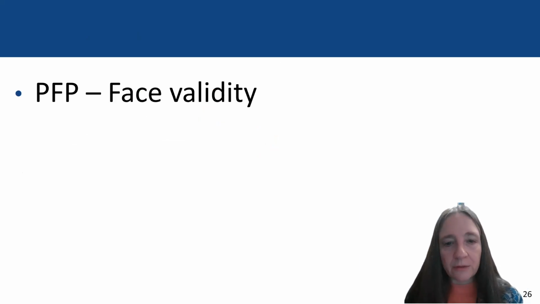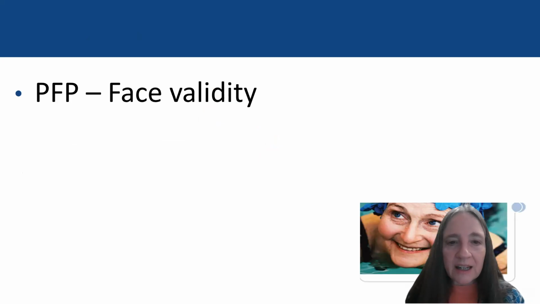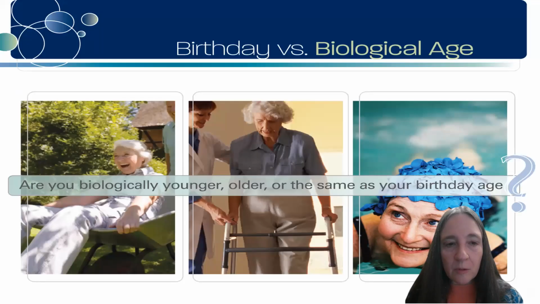Let's briefly go through this for the physical frailty phenotype. And so face validity, if you were to look at these 3 women, measure their frailty, if somehow the person in the middle was labeled as non-frail and the ones on the left and the right were labeled as frail, that wouldn't make any sense. That measure would not have face validity.